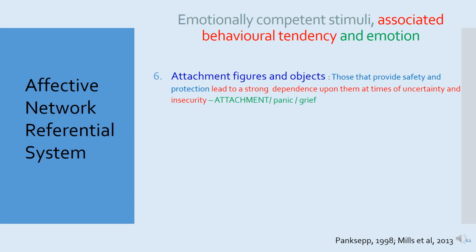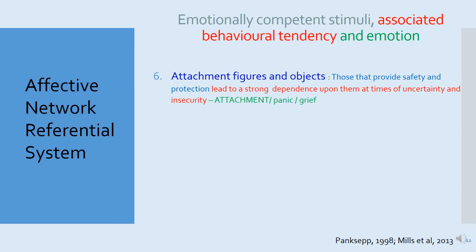Sixthly, we have individuals who provide safety and protection. These are attachment figures, and this leads to a strong dependence upon them at times of uncertainty and insecurity. So if you are scared, you will turn towards an attachment figure. The associated affective system I refer to as attachment.